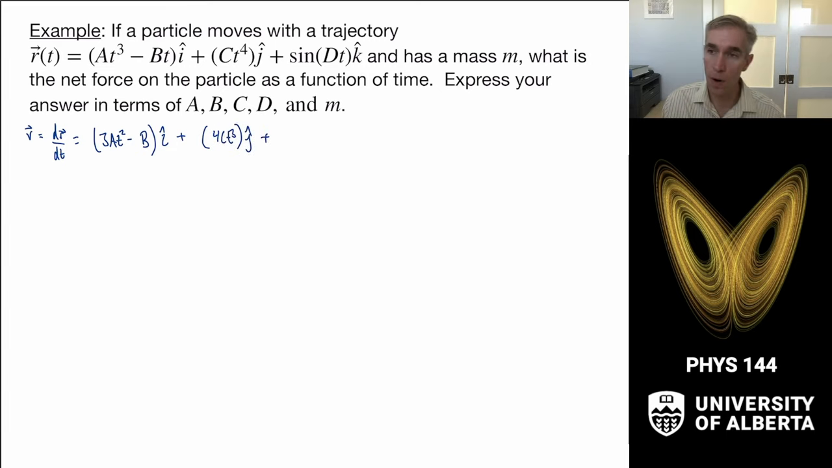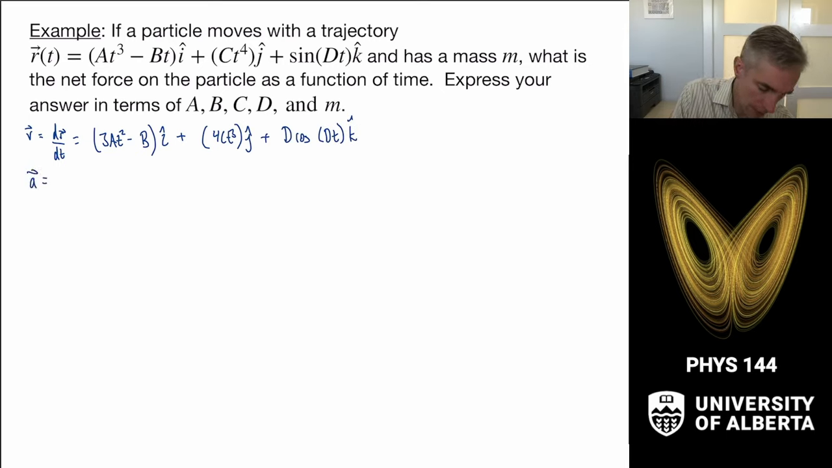And then for a trig function, we apply the chain rule. We take the derivative of the sine, which is a cosine. That's not something I'm expecting you to know directly yet. I'm just asserting it. And then we take the time derivative of whatever's inside. The time derivative of dt is just d. And so we're left with d cosine of dt k hat. Ooh, so far so good.